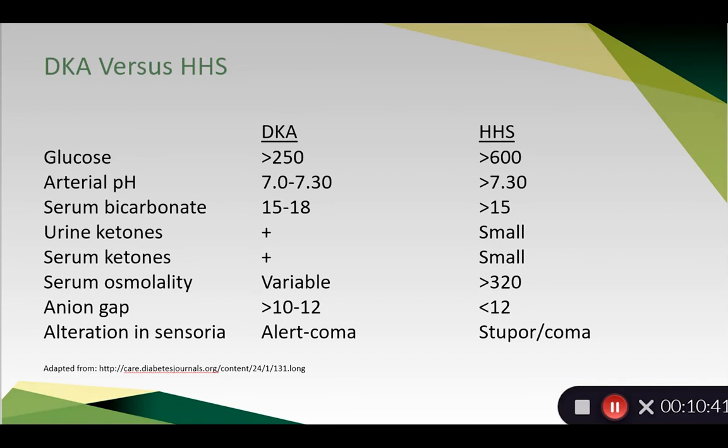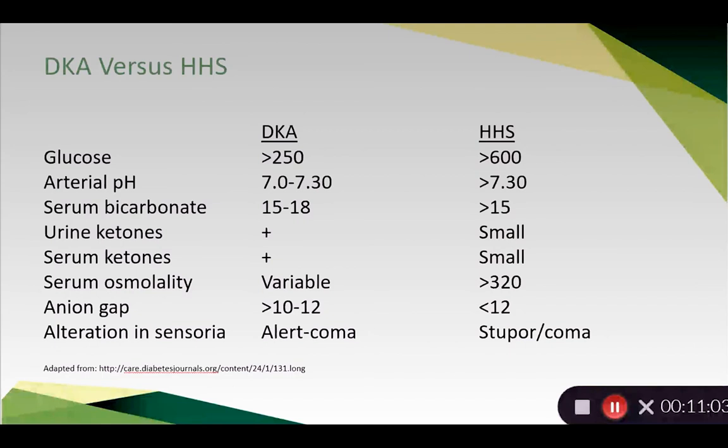Look at the arterial pH. There is a difference here as well. DKA, typically the pH is going to run between 7 and 7.3. Again, varying states there. And then with HHS, typically the pH is greater than 7.3. With your serum bicarbonate, you have a 15 to 18 range for DKA, greater than 15 in HHS.